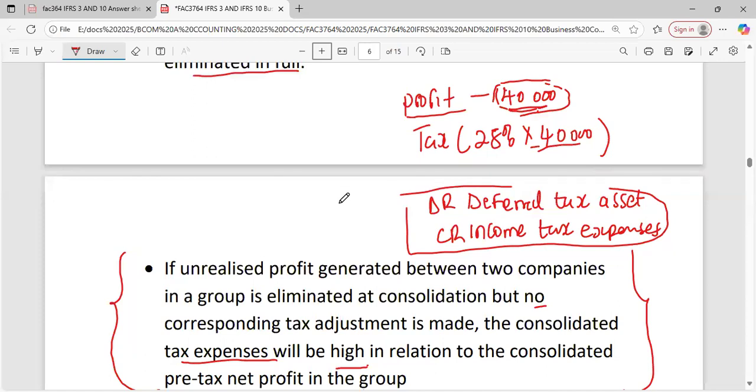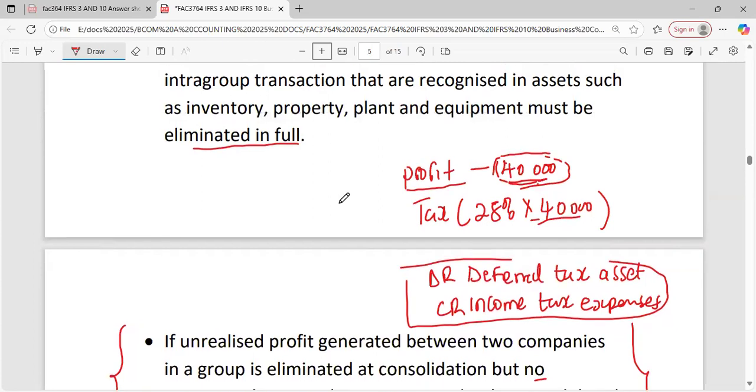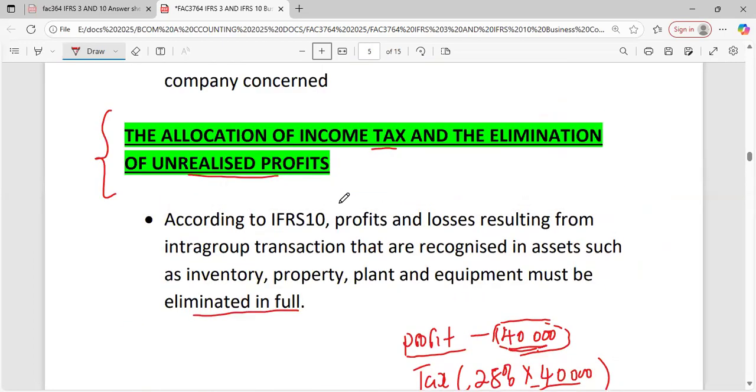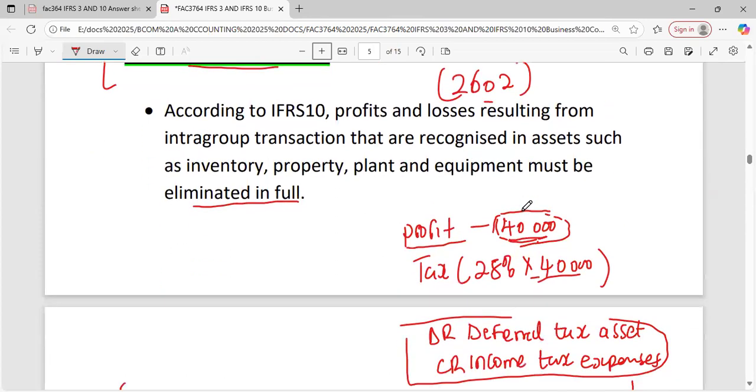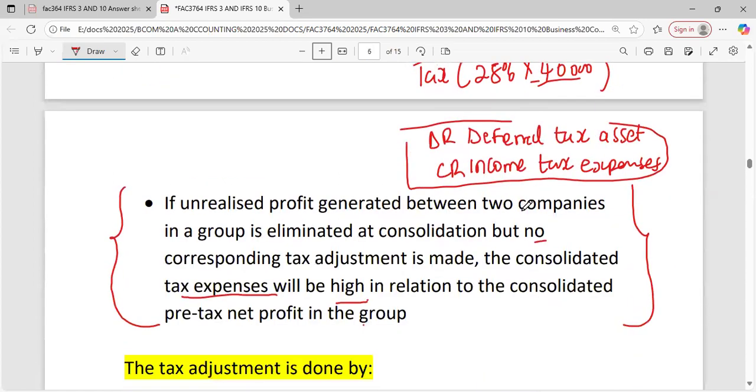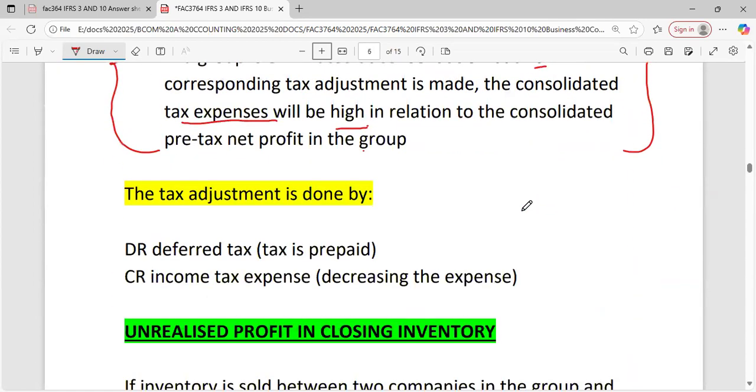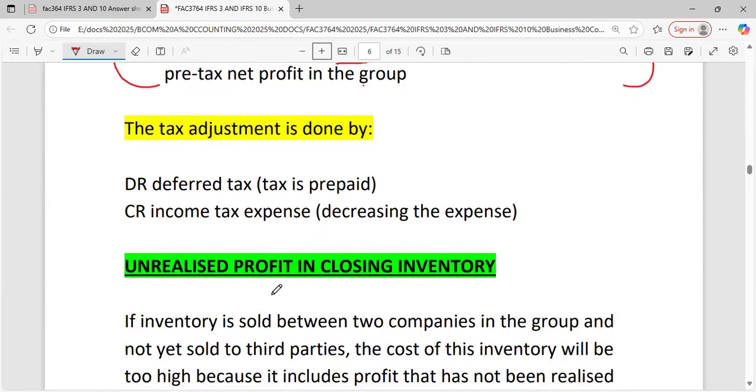Right, I think that's it on the tax implication. I think this is what has changed from what we were doing in 2602. We were not taking tax into account when we were doing our 2602, but now we are taking that tax into consideration. They even show how you do your journal: debit deferred tax, and credit income tax expense.